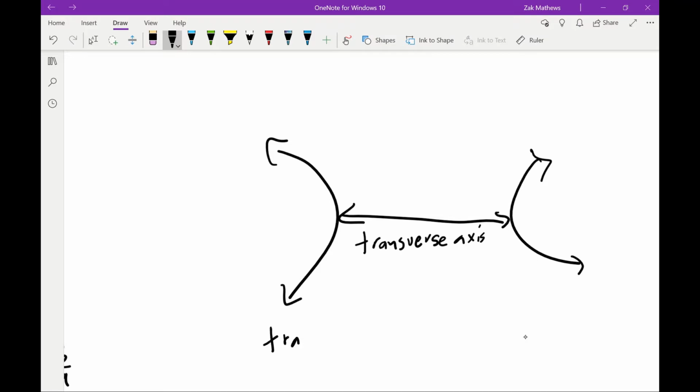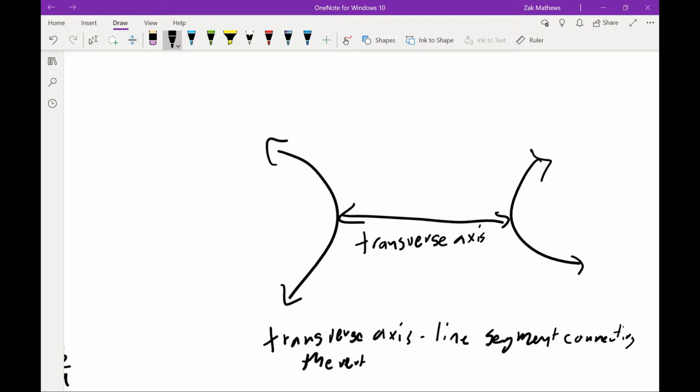The transverse axis is a line segment connecting the vertices of the hyperbola. Obviously, meaning it runs through center. Center being in the middle of everything, just like it was with the ellipse.